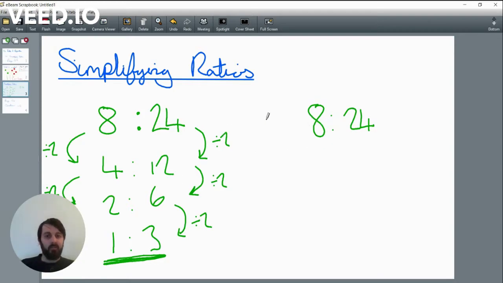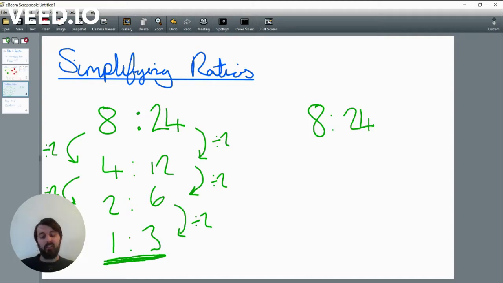So there's a quicker way to do it. Instead of seeing they're both even and dividing by 2, we can try and find something bigger that goes into them both. So I can see 4 goes into them both. And I could divide by 4 and then keep simplifying. But there's actually something even bigger.